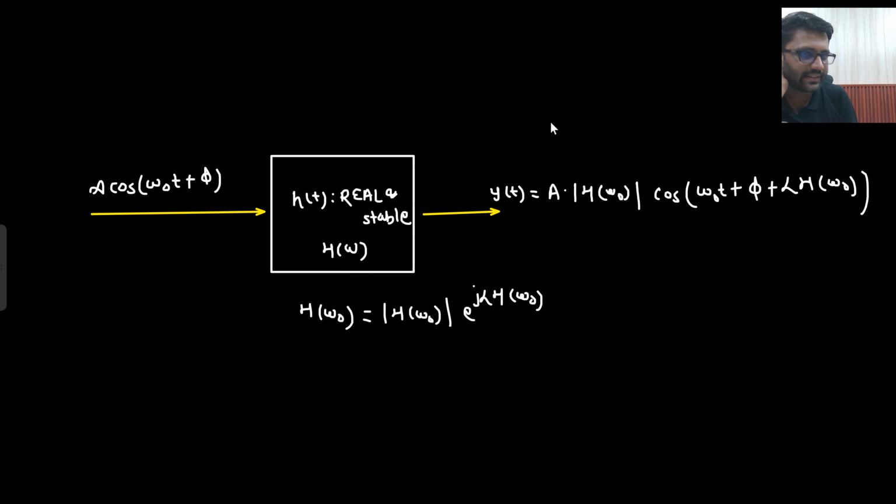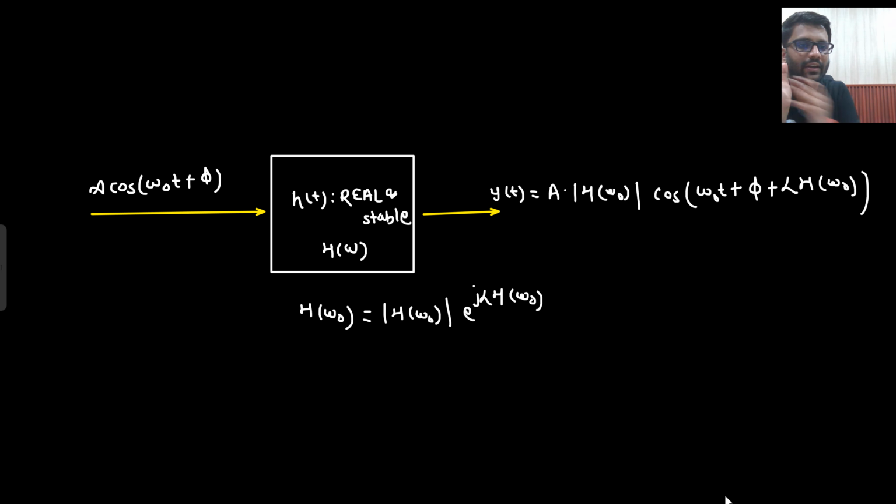Now does that mean that it is an eigenfunction? No, no, no. Don't confuse it with the eigenfunction. If I say h(t) is real and stable, will you say that this cos omega naught t plus phi is an eigenfunction? If it was an eigenfunction, then some constant value and then cos omega naught t plus phi should have come, but another phase is coming, no? So this is not an eigenfunction.